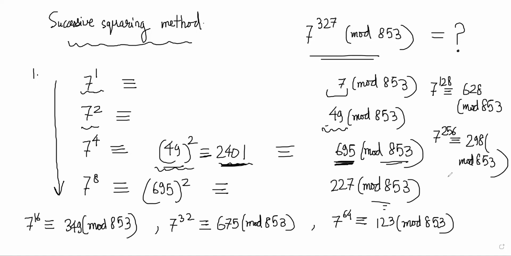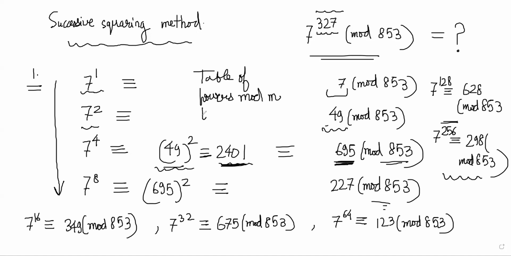We are going to build our table of successive squares till we get the highest power less than 327, right? We don't want to do 7^512. We don't need it. We only need it till 256 because we need to find 7^327. So this is the first step: construct a table of powers mod m by successive squaring. So we have constructed our table.